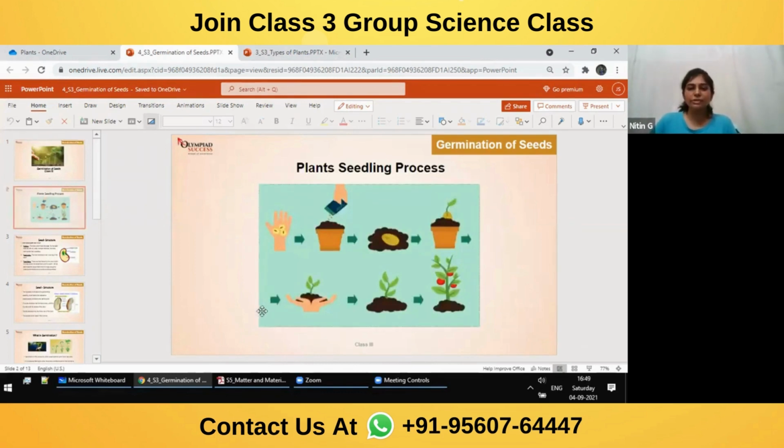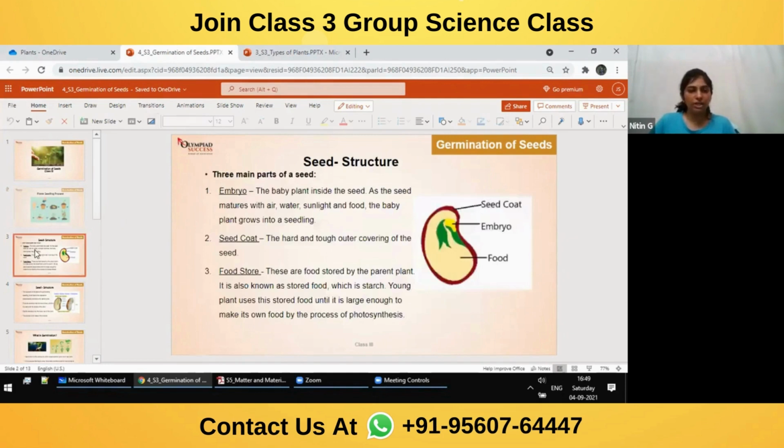So the plant seedling process means, simply, small seeds are there, we sow them, then they grow and start first leaves, the roots come out, then the leaves come out. See, a small seedling has grown, then the plant starts growing, and it gets fruits and all that. This is the actual process of the germination of the seeds.